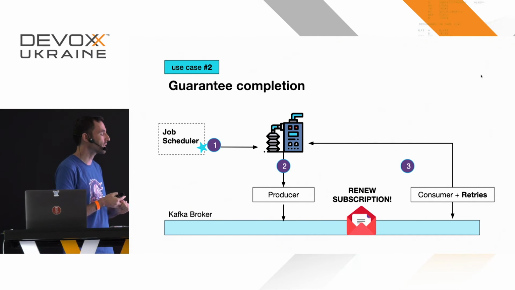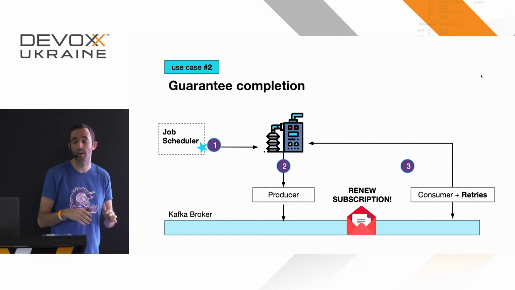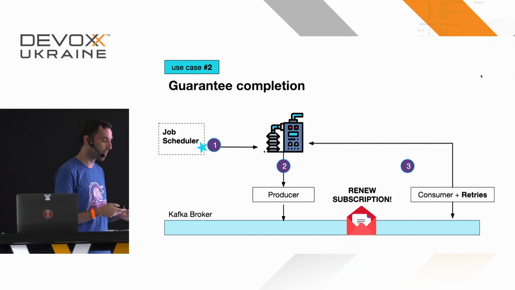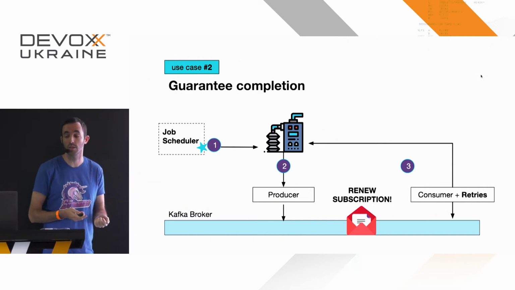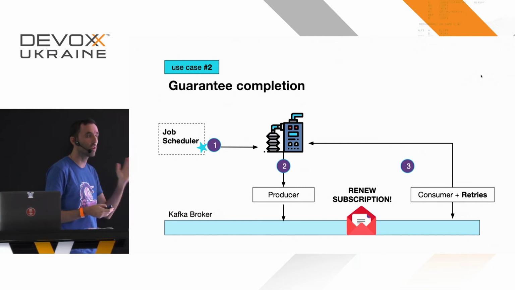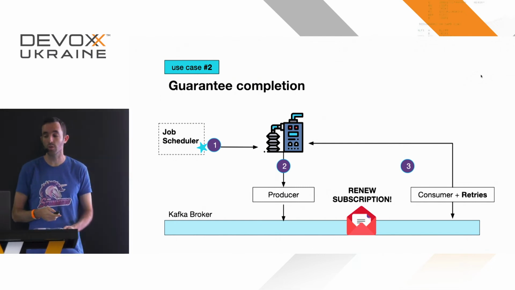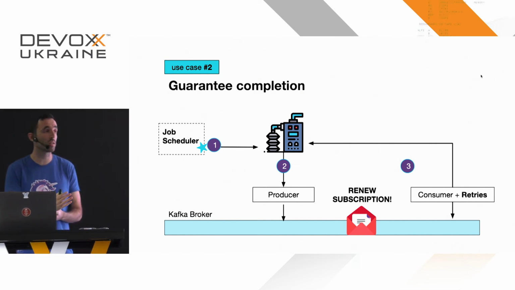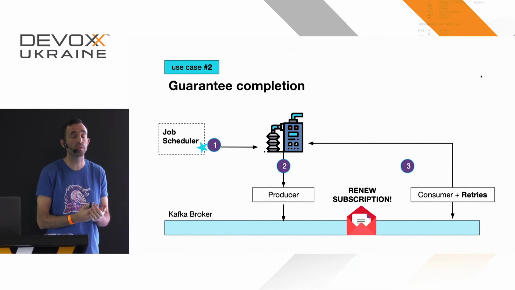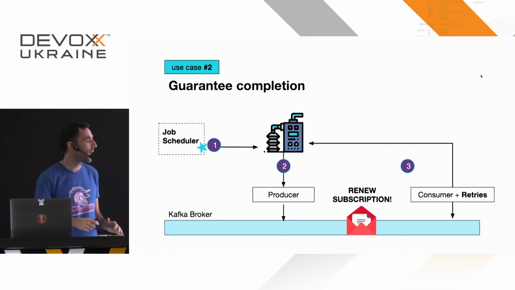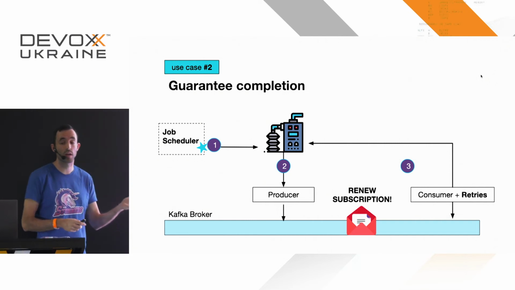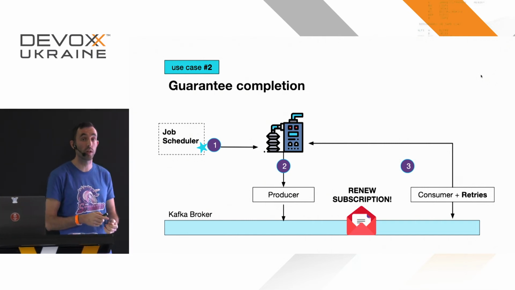Another interesting use case is without inter-service communication, but if you have just your one service that you want to make sure that the action will get executed. So why not use Kafka, right? You have some job scheduler that notifies you that the subscription needs to be renewed. So you just produce this request to Kafka, and then using the Kafka persistence you know that this request is not going anywhere, and using consumer retries, you can make sure that this request will be handled and the subscription will be renewed.